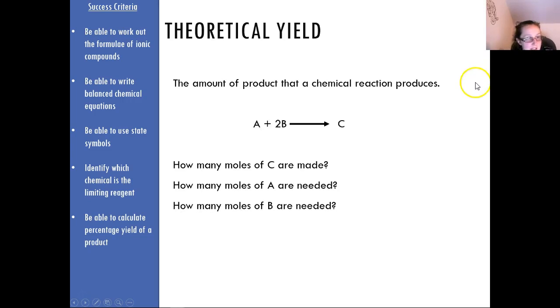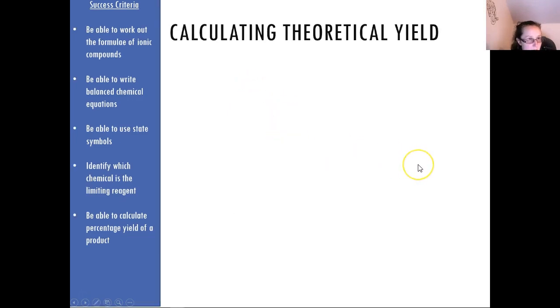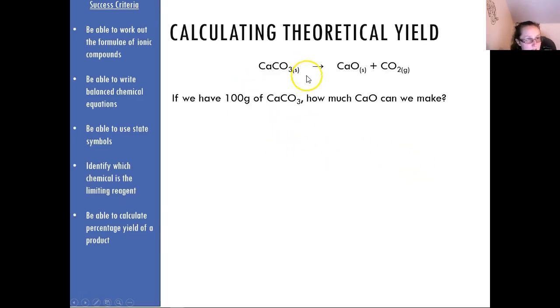And all we do is, again, look at this equation. I've already been talking about it. So here's an example. I've got chemical A reacts with 2 lots of chemical B to make chemical C. So here I'm making 1 mole of chemical C. I use 1 mole of chemical A and 2 moles of chemical B. So here, 1 mole of CaCO3 makes me 1 mole of CaO, which makes me 1 mole of CO2.